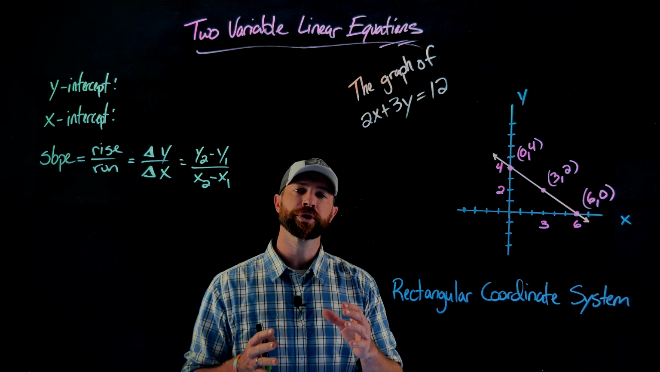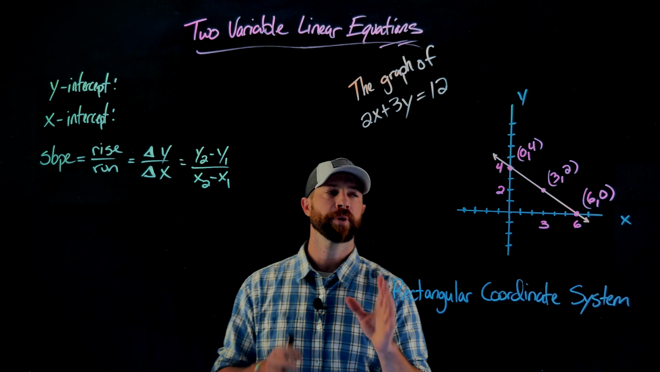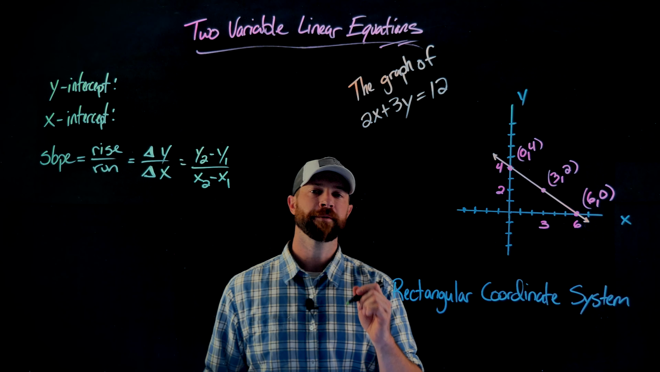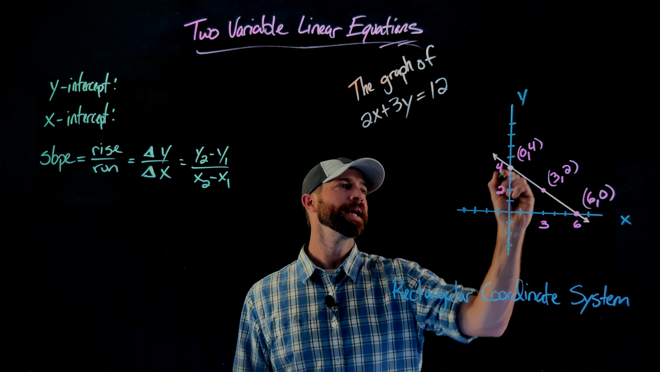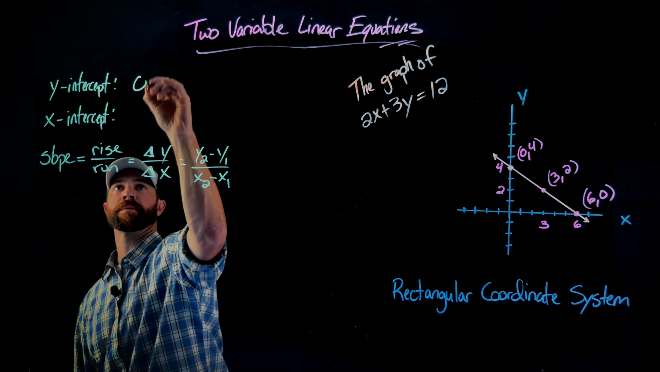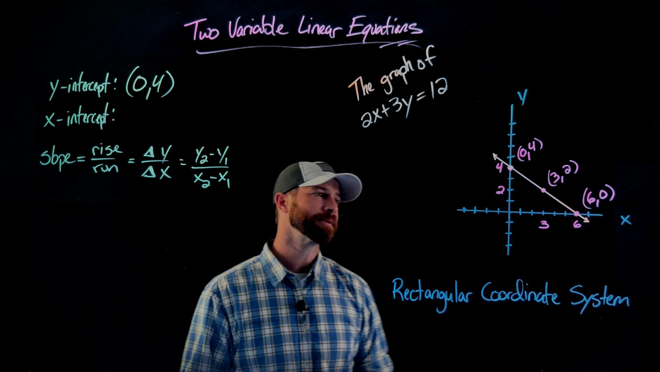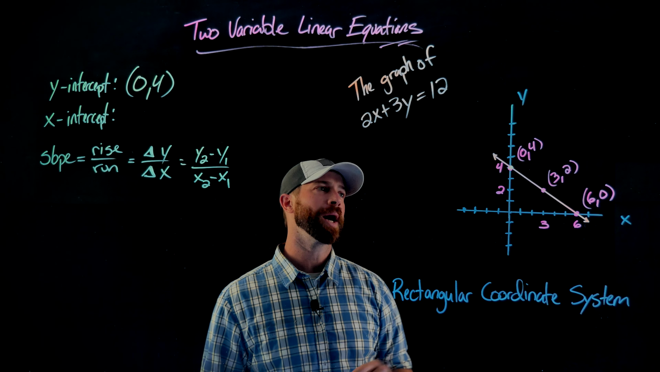Here we're going to look more closely at ways of graphing linear equations, but we first need to identify the really important components of this equation. First and foremost, we have this point right here of 0, 4. We call this the y-intercept. We call it the y-intercept because it's where this line will cross the y-axis.